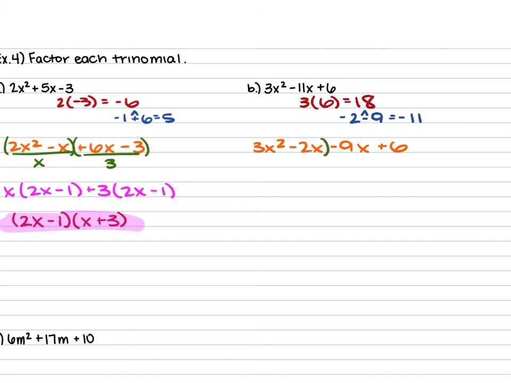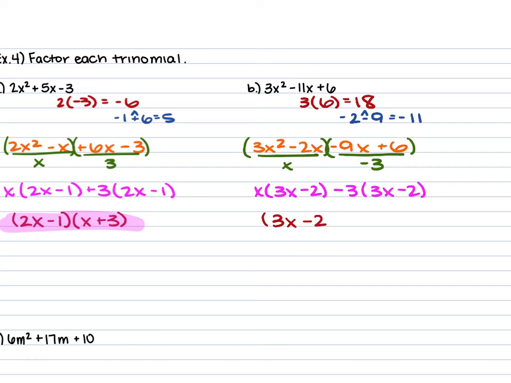Since we have the 4 terms, we're going to continue by factoring by grouping. We'll factor out an x from the first set of parentheses and factor out a negative 3 from the second. So this leaves us with x times 3x minus 2 minus 3 times 3x minus 2. From here, this is going to leave us with 3x minus 2 times x minus 3.